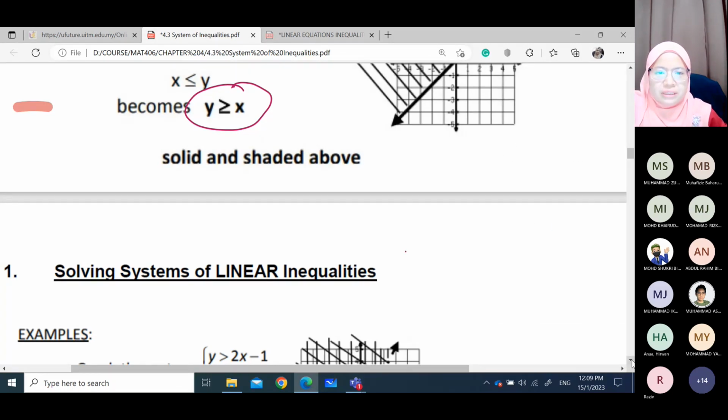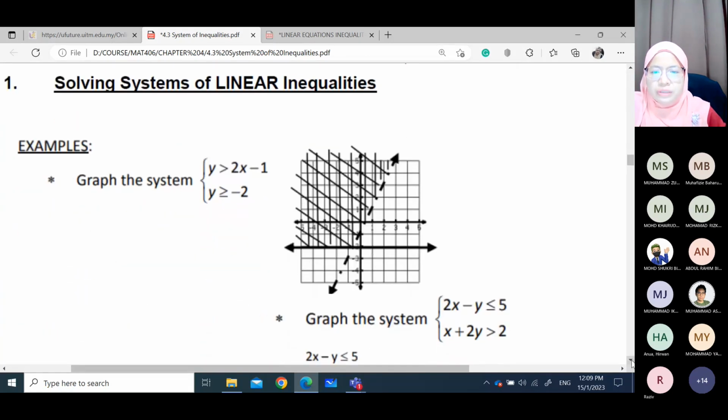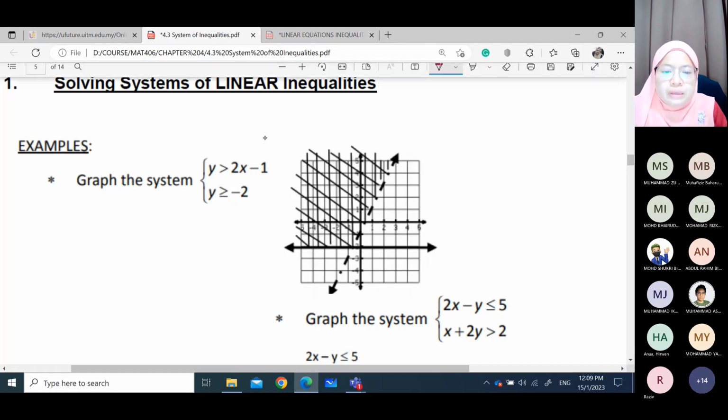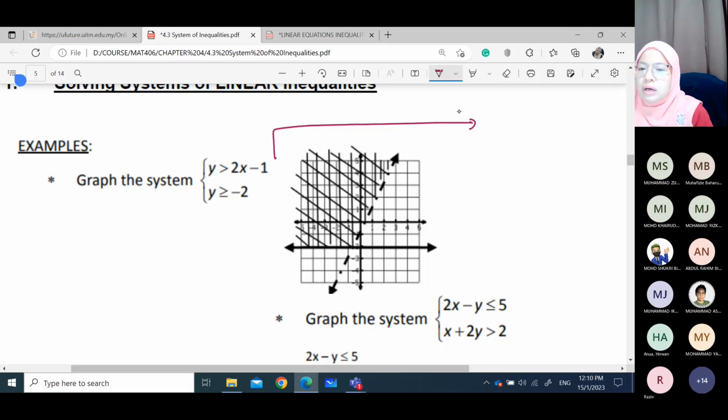Okay, sama juga macam equation, we have linear and non-linear. So kita tengok ni, solving a system of linear inequalities. So that means the graph is based on linear ataupun straight line. Okay, so here we have a graph system. We have two inequalities. The first one here is y greater than 2x minus 1. And the other one here is y is greater than or equal to negative 2. Based on these inequalities, we identify that the graph involves more than one graph. Lebih daripada satu graph.